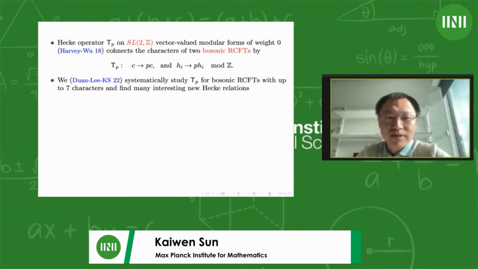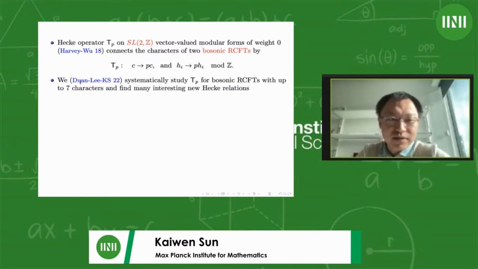So they proposed this Hecke operator T_p on an SL(2,Z) vector valued modular form of weight 0. This is a new Hecke operator, although mathematicians considered Hecke operators on vector valued modular forms before, but somehow this new definition of Hecke operator didn't appear in previous math literature. The basic property of this new Hecke operator of Harvey-Wu is that it depends on a parameter p, which is a positive integer, and it maps the central charge c to pc, and it maps all the conformal weights h_i to p h_i, but modulo integer.